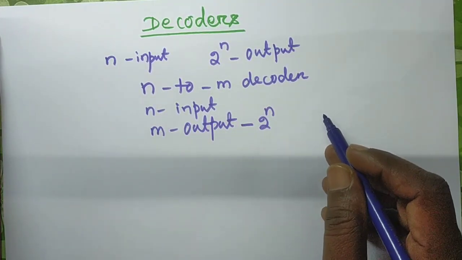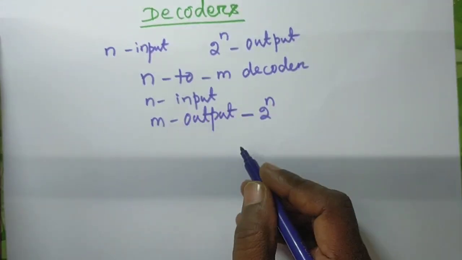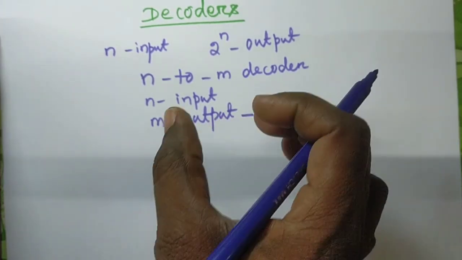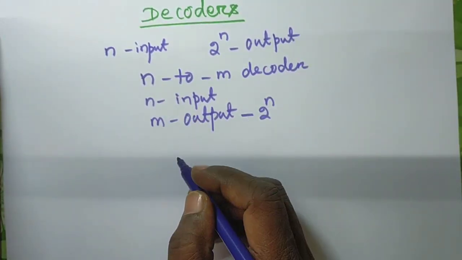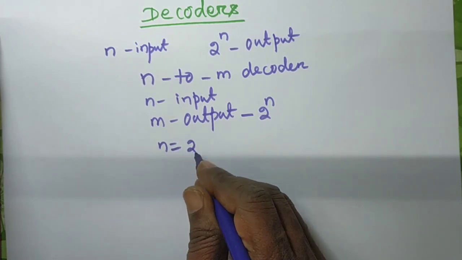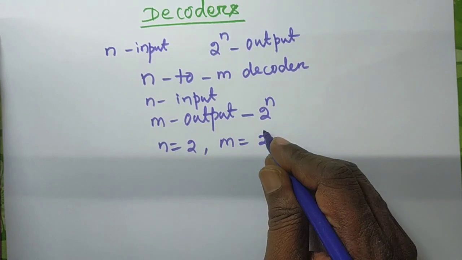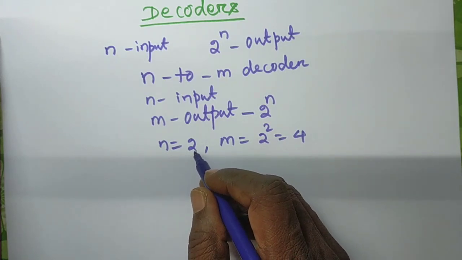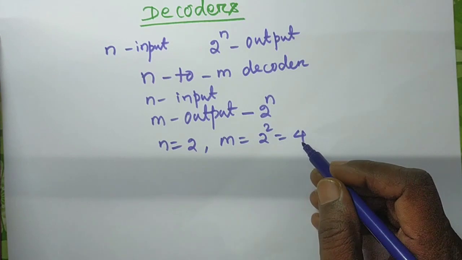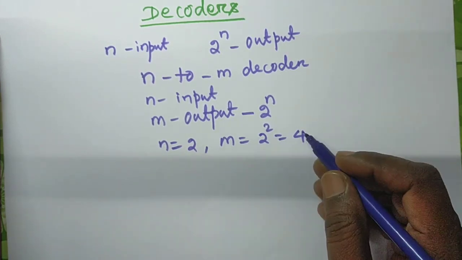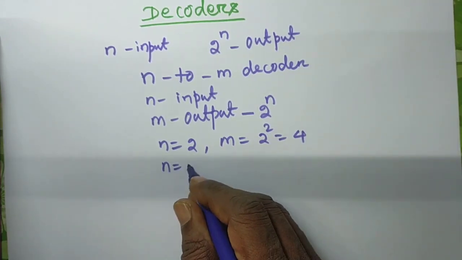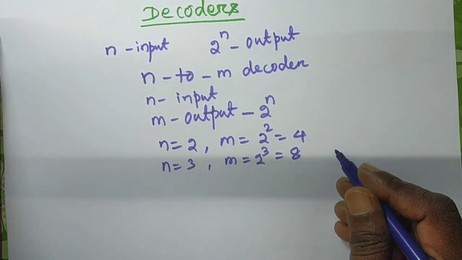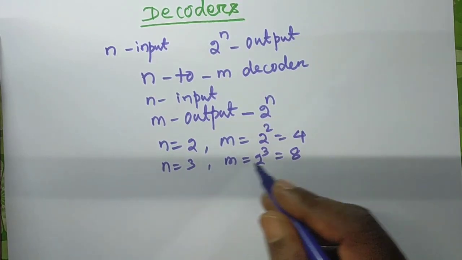Other short forms we can also define, for example, to name the type of decoder and what kind of decoder we consider. Suppose n is equal to 2, then m is equal to how much? 2 to the power 2, that is 4. That means if we consider 2 inputs, we get 4 outputs. Similarly, if n is equal to 3, then m is equal to 2 to the power 3, that is 8 outputs. We provide 3 inputs and get 8 outputs.